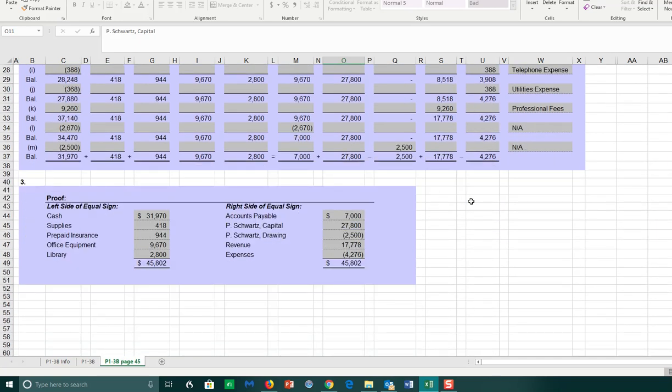but that account, the drawing account, is used to reduce the capital of the business. Notice after all the transactions have been recorded, we can verify that our accounting equation is still intact. Here we have the left side of the equation totaling $45,802, and we have the right side of the equation also totaling $45,802. In other words, total assets of $45,802 is equal to total liabilities of $7,000 plus the total equity of the owner of the business.